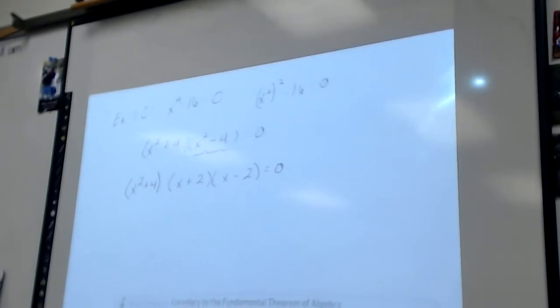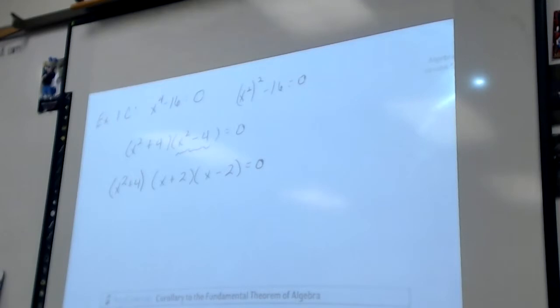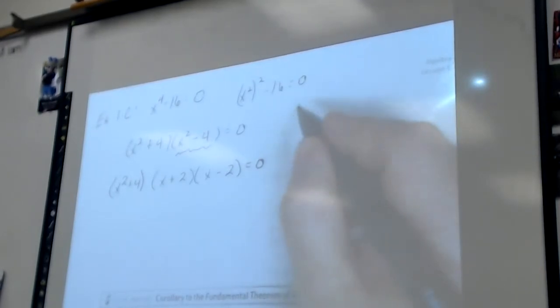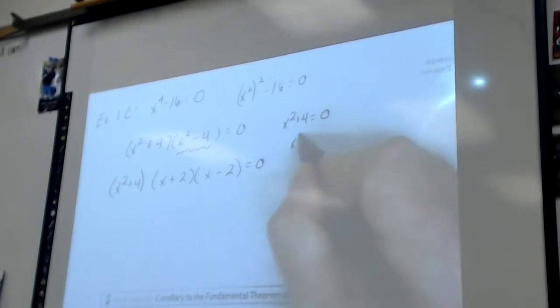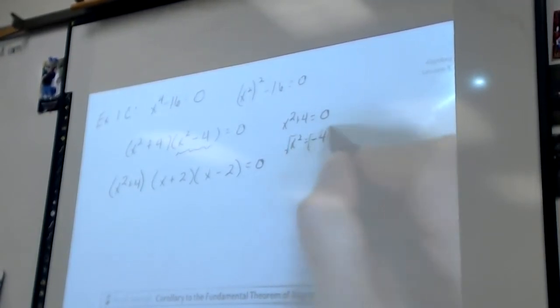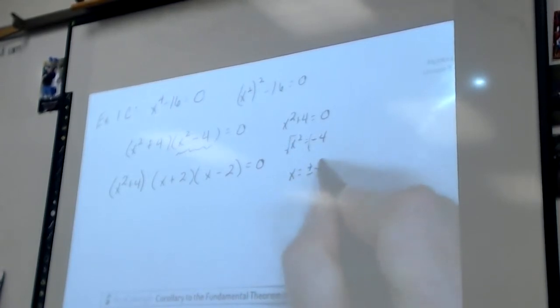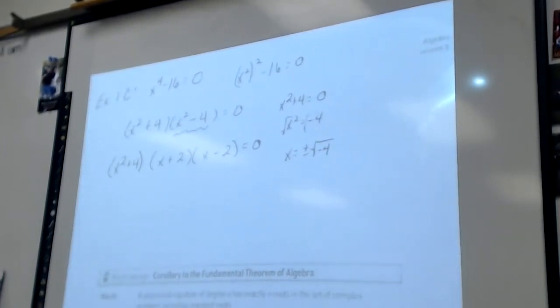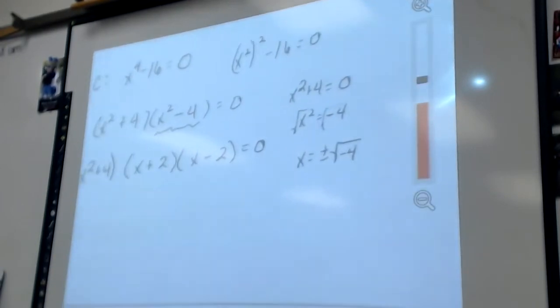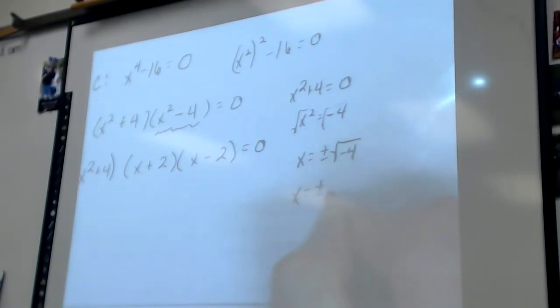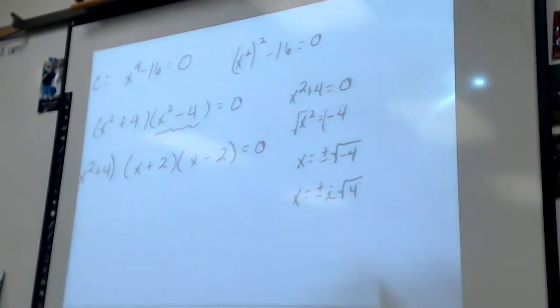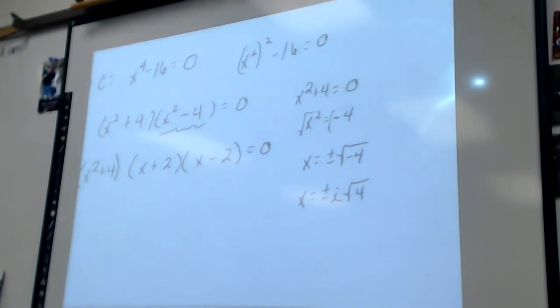So now we're ready to set them equal to 0. So let's start with x squared plus 4. X squared plus 4 equals 0. Subtract 4 from both sides. X squared equals negative 4. You take the square root. So x equals plus or minus the square root of negative 4. So what do we do? I'll take care of that negative first. So x equals plus or minus i times the square root of positive 4, because the negative, we took it out. And then what's the square root of 4? So x equals positive or negative 2i.